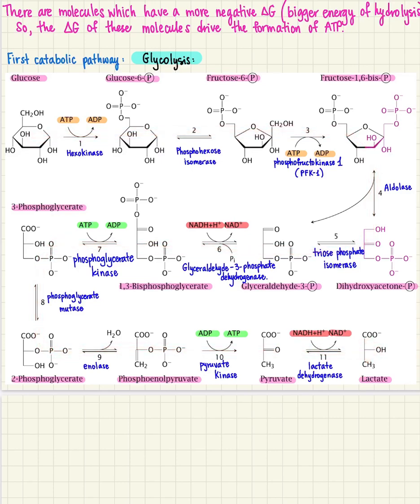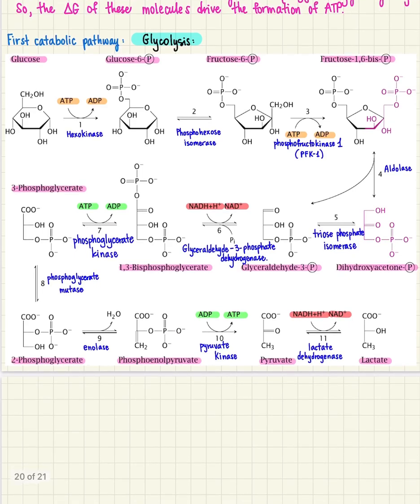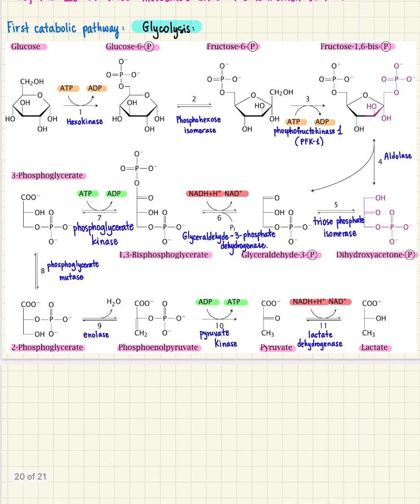I have highlighted the usage of ATP by orange. I've highlighted the formation of NADH and the usage of NADH in red, and I've also highlighted the formation of ATP in green. And I've also written the names of the enzymes in blue. So now that you know how to orient yourself, let's go through this.